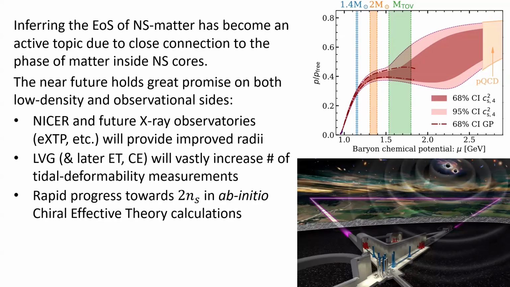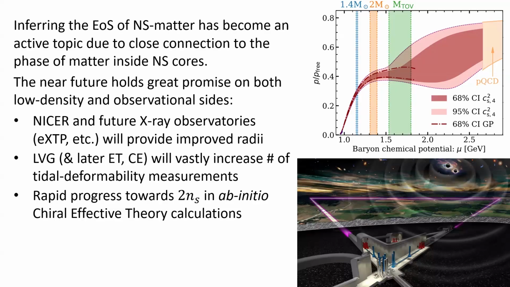LIGO, Virgo, and KAGRA, this should have been K by the way, not G, are producing new gravitational wave results all the time, and they will be complemented by the Einstein Telescope and the Cosmic Explorer in the next 10 years or so, which will really revolutionize this gravitational wave interferometry field. We will basically have thousands more binary neutron star gravitational wave observations in about 10 years from now, and hopefully also a clean measurement of the post-merger signal.